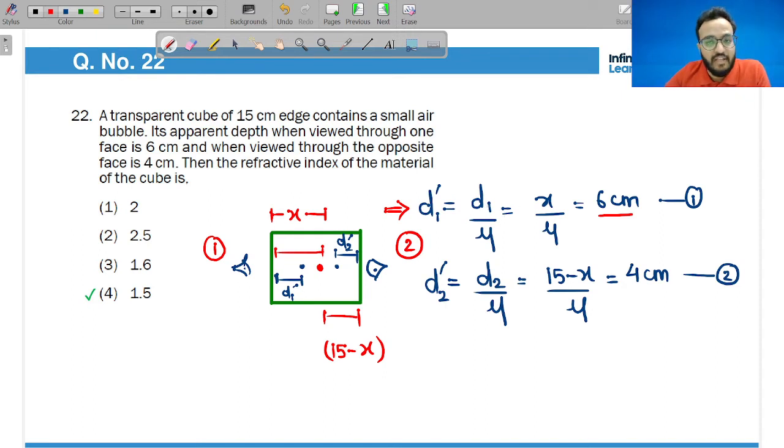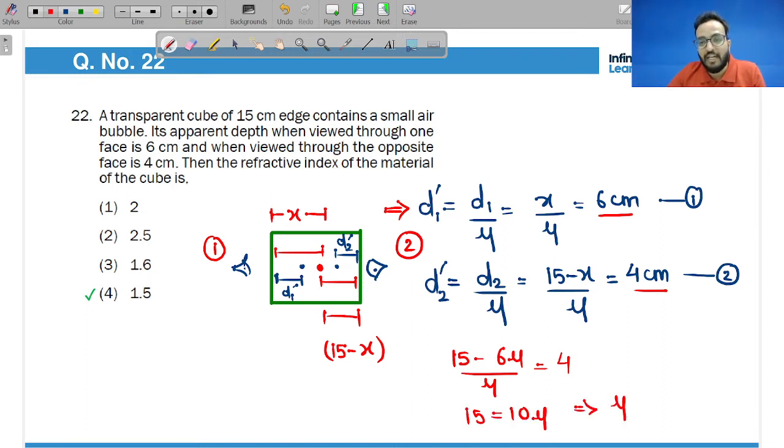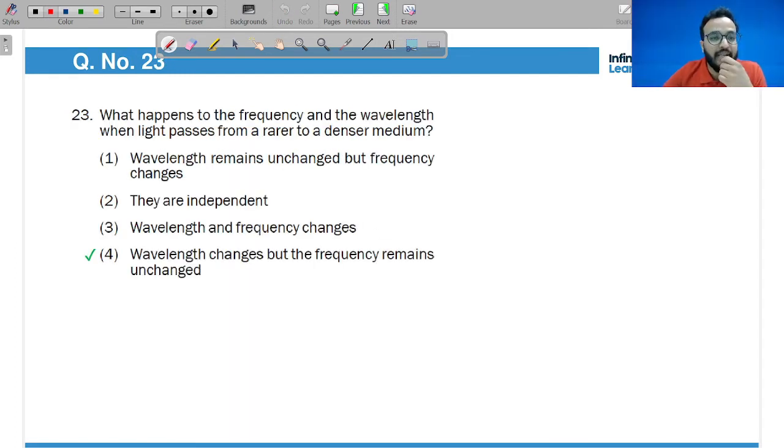So d1 by mu, d1 is x, so x by mu. So x by mu is 6 centimeter. Then again, if you're observing it from here, that will become 15 minus x. So d2 by mu, the new depth will be 15 minus x by mu, which is 4 centimeter. Now if you take the ratio, or you can just simply do like this, you can say 15 minus x by mu now. So instead of x, you write 6 times mu upon mu, it will become 4. So 15 will be equal to 10 mu, and then anybody can say that mu is 1.5. Do you understand, students?